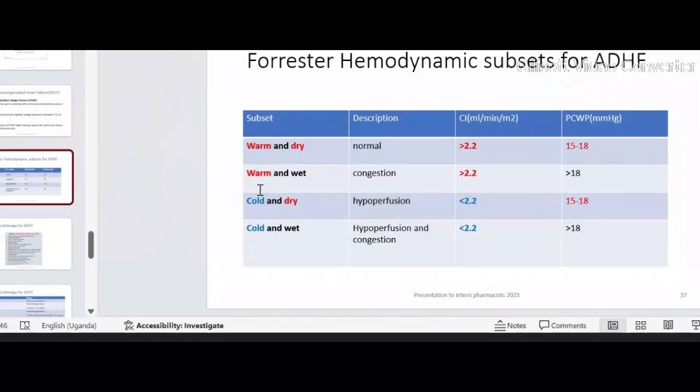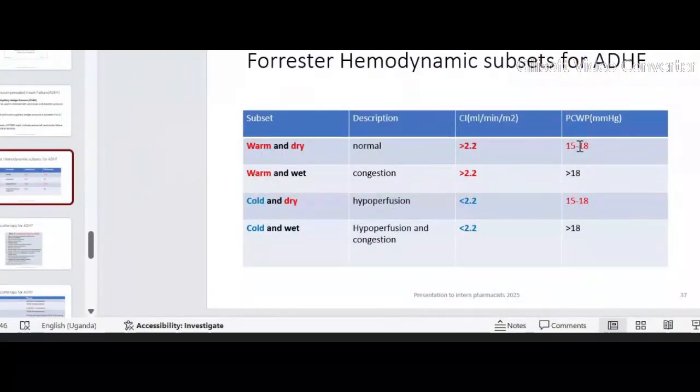There's a patient who is warm and wet. This patient has good perfusion, but is wet because the pulmonary capillary wedge pressure is high. Basically, there is fluid in the lungs. When you listen to the chest, you're going to hear crackles, and this patient will have difficulty breathing. There's one who is cold and dry. This patient is cold because they're not perfusing, cardiac output is low, therefore cardiac index is low. They are dry. Why?